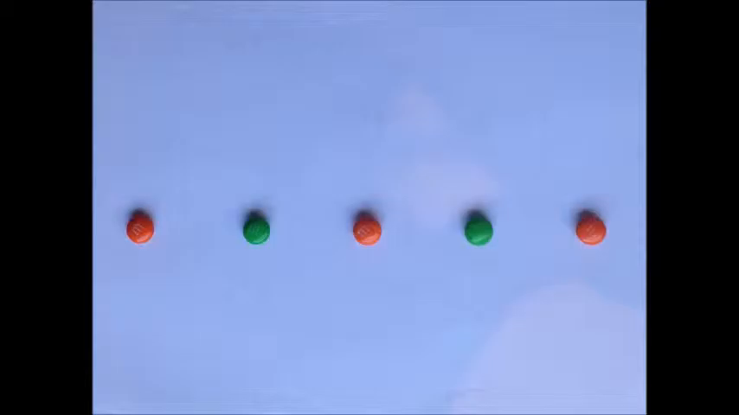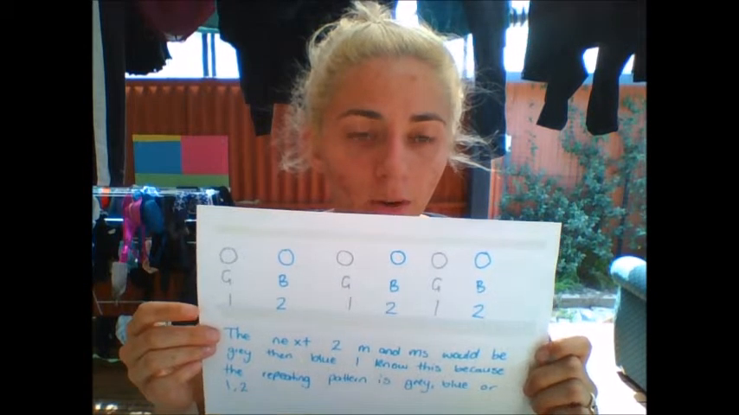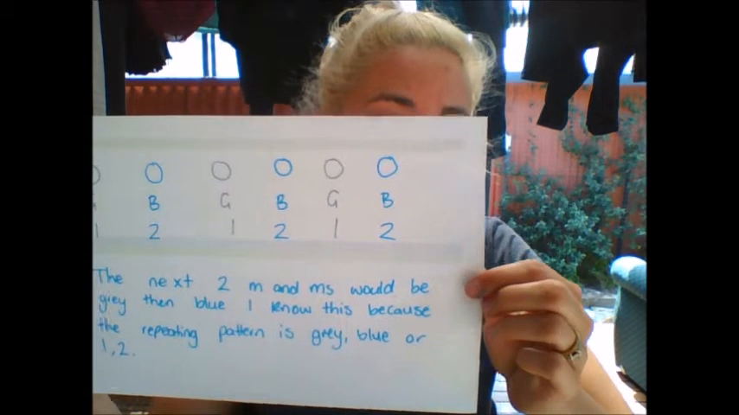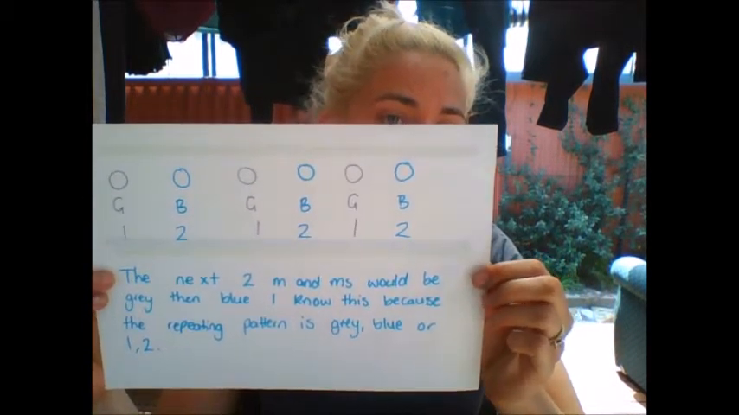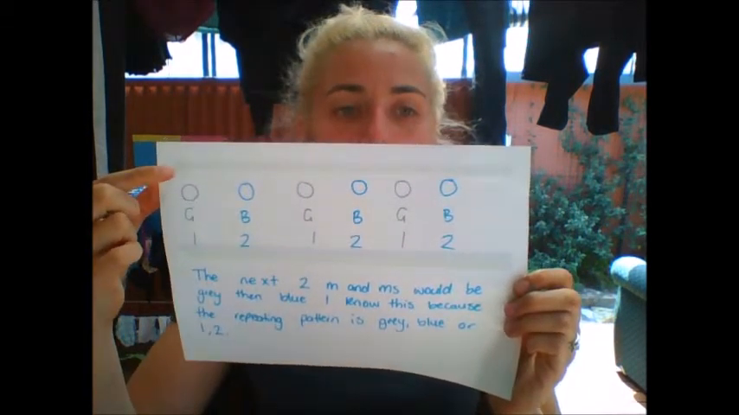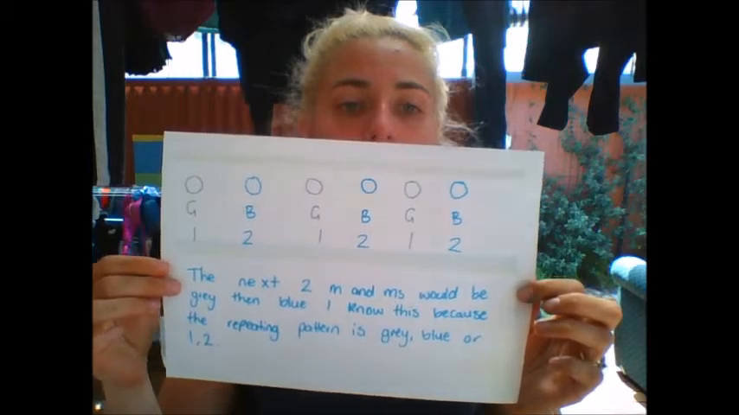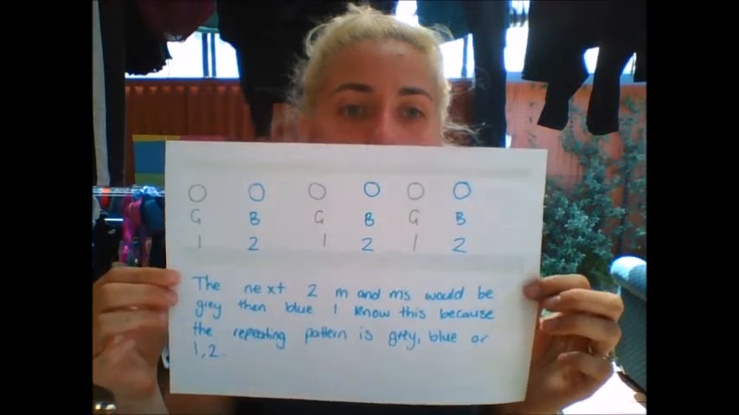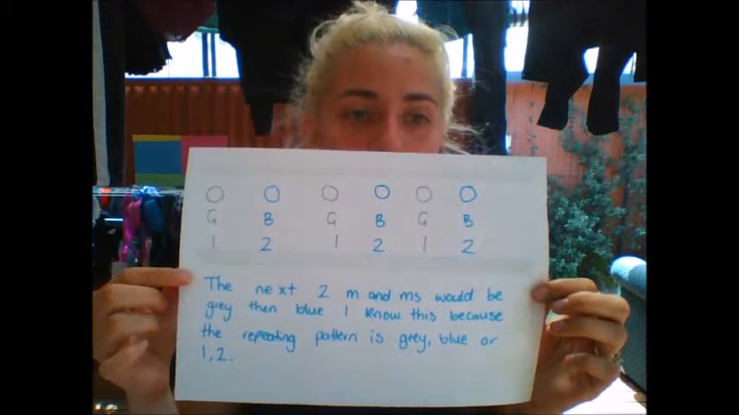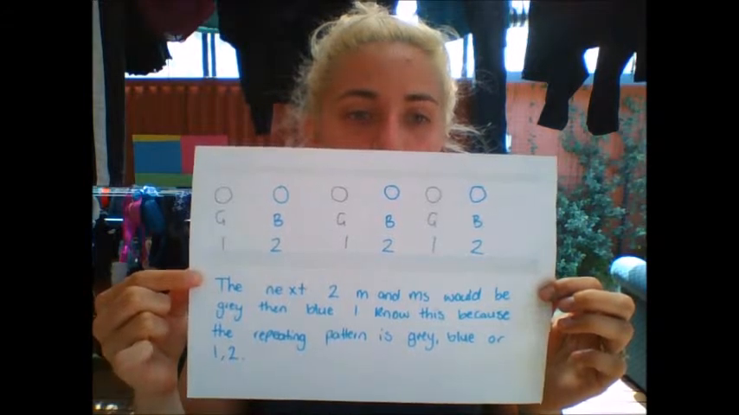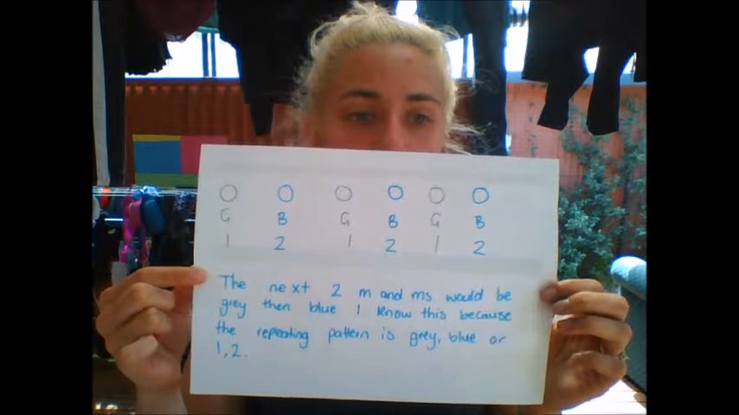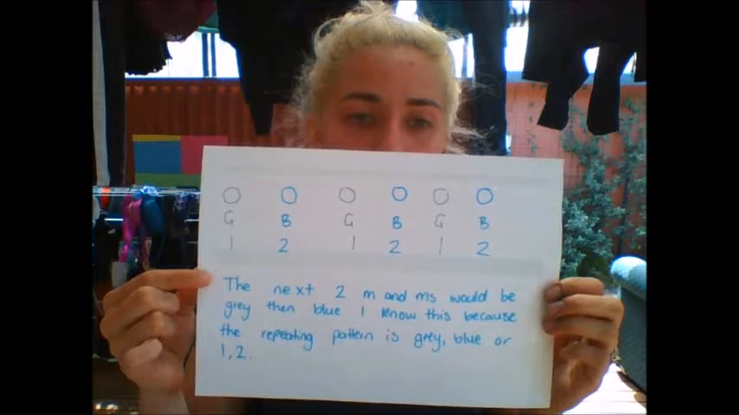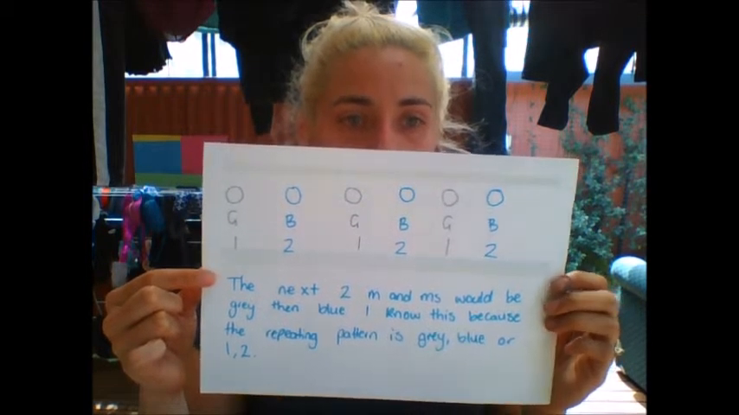Siro, Callingham and Muir explain that when students are working with repeating patterns, the focus is identifying regularity and extending the pattern, of a student's work that they might do. So you have the M&Ms going across with grey, blue, and then as they advance with their learning, they will be able to answer the question and say the next 2 M&Ms would be grey, then blue. I know this because the repeating pattern is grey, blue, or 1, 2, 1, 2, 1, 2.